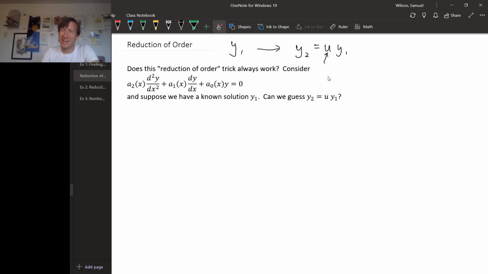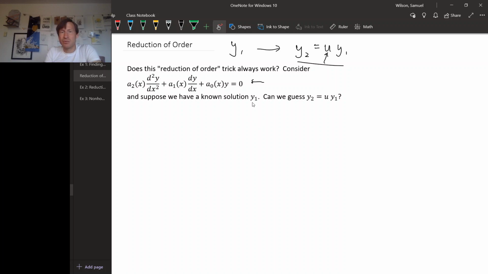Well, the only way to check if it always works is just to take a general second-order linear equation and try it. Suppose you have a solution y sub 1, guess that your second solution is y sub 2, and then see if making this guess gives you any progress.